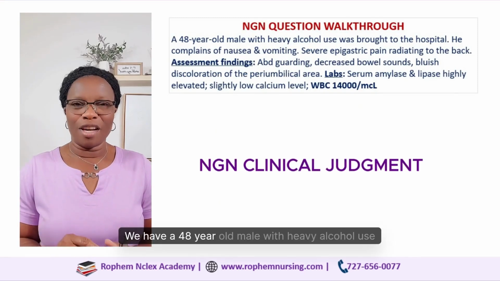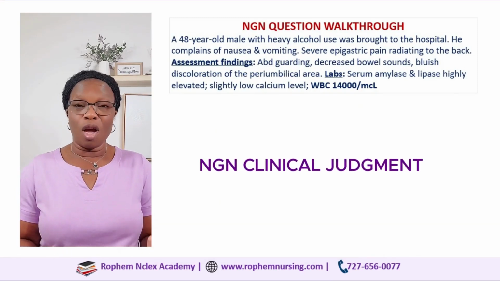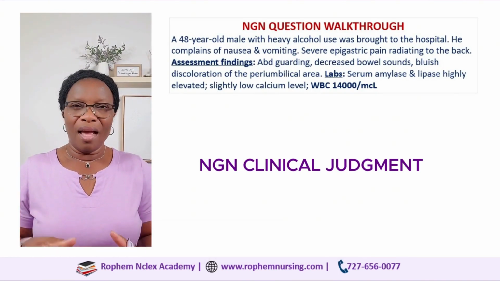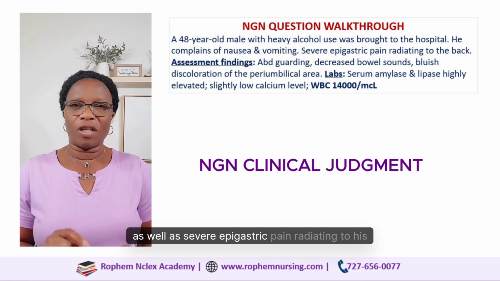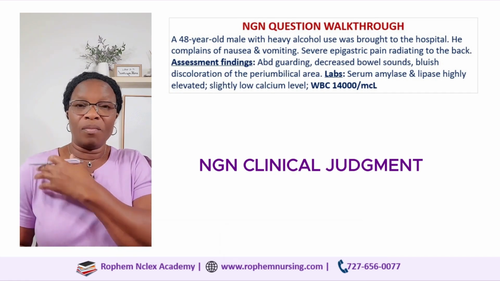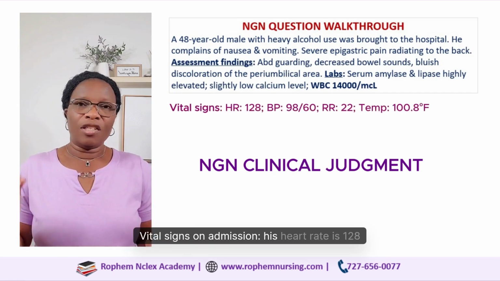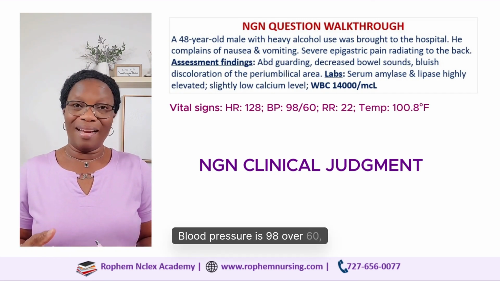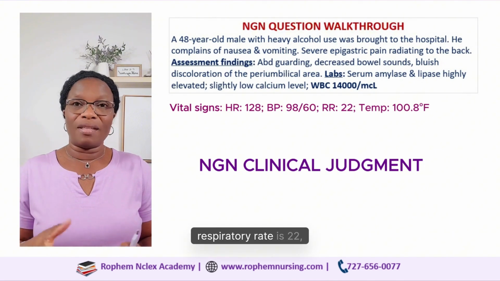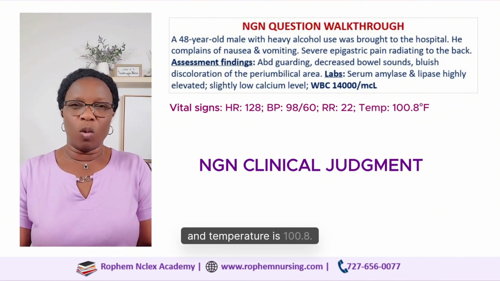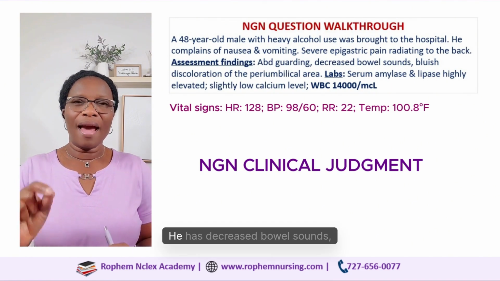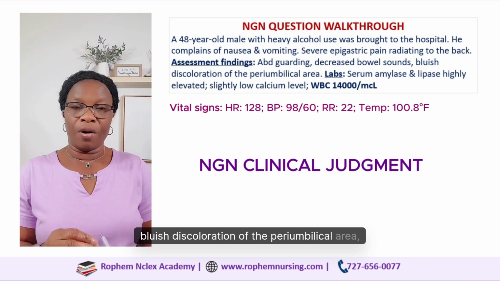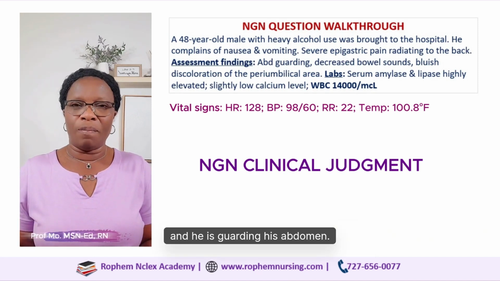We have a 48-year-old male with heavy alcohol use who was brought to the hospital. He complains of nausea and vomiting, as well as severe epigastric pain radiating to his back. Vital signs on admission: his heart rate is 128 beats per minute. Blood pressure is 98/60. Respiratory rate is 22, and temperature is 100.8. He has decreased bowel sounds, bluish discoloration of the periumbilical area, and he is guarding his abdomen.